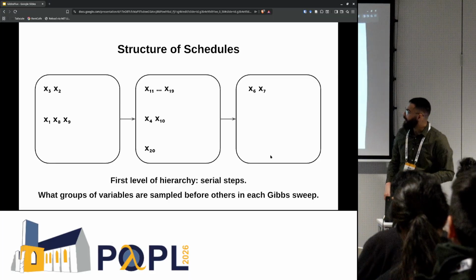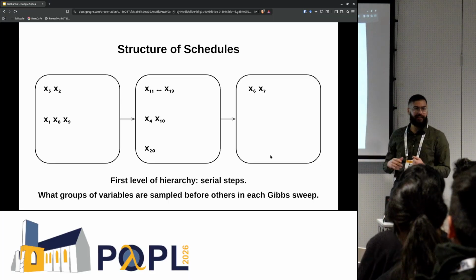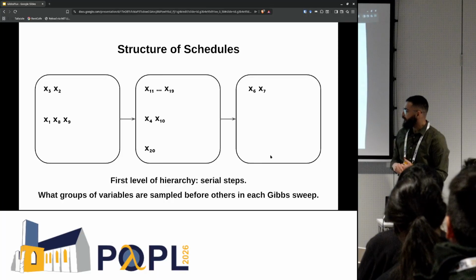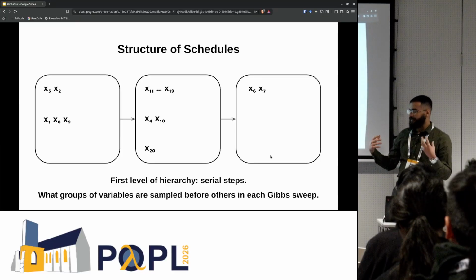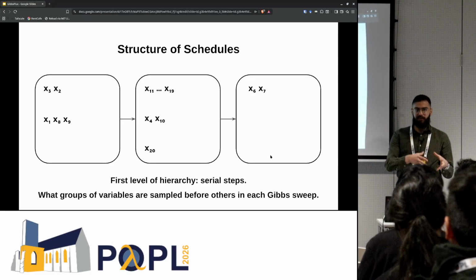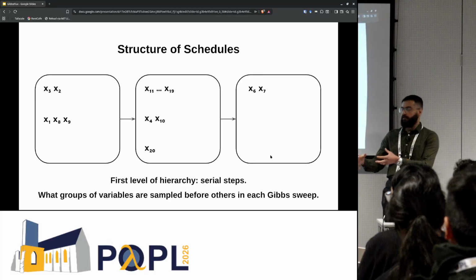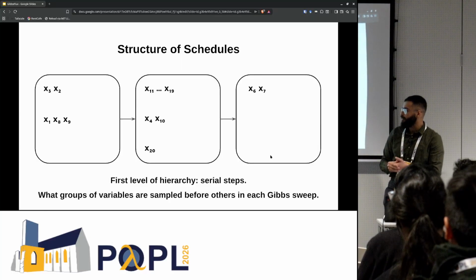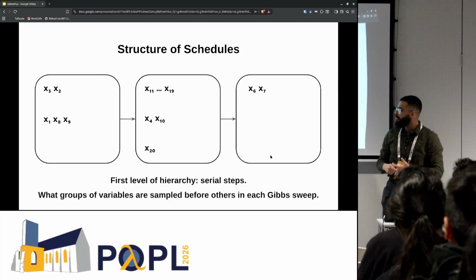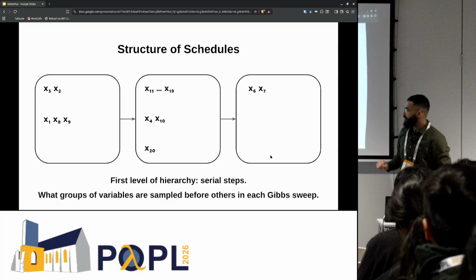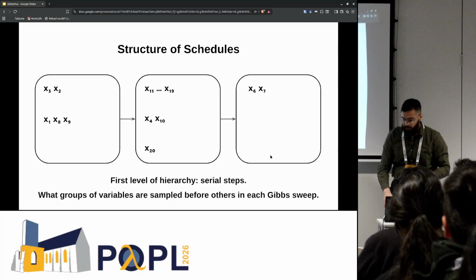The schedule object is a simple type of data structure. It has a bi-level hierarchy. The first level of the hierarchy we call steps, and that just says what groups of variables should be sampled before the others. So even in the chromatic case, you can think about each color being sampled in parallel, but the colors themselves are serialized. And so that's the first level of the schedule data structure.